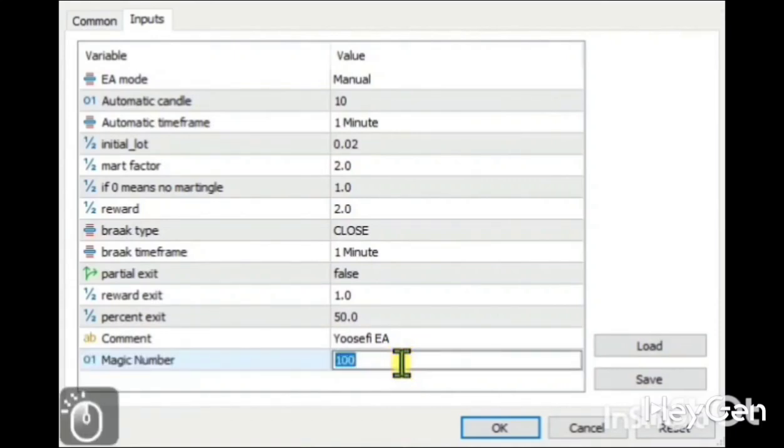Save settings by clicking Save. Save settings like DXY US dollar. Write and save settings like BTC. Click Load to retrieve saved settings. Make sure to set the magic number. If this is uneven, it could cause us problems.